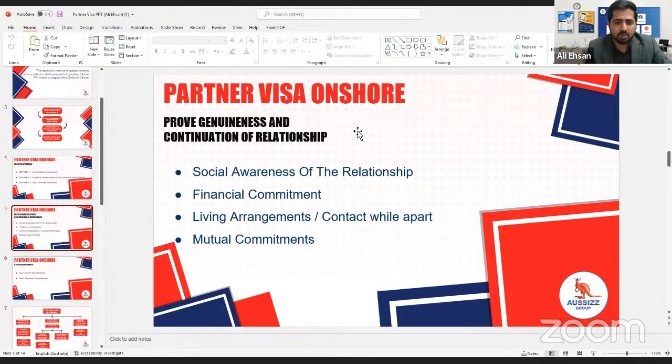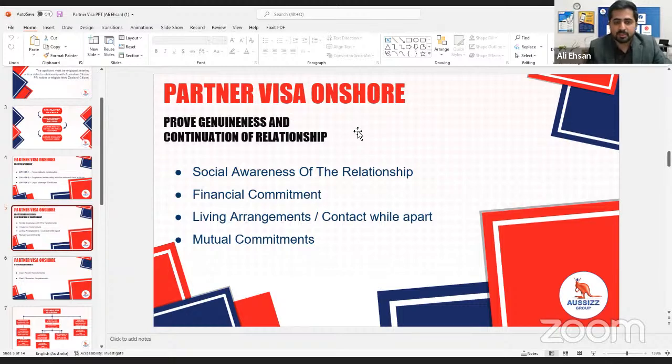Now that can be proven if you have a joint asset, joint liabilities, or, let's say, a joint bank account, or any other financial commitments, mostly joint. Third is your living arrangements or contact while apart.